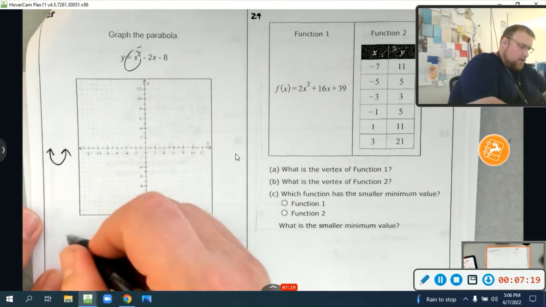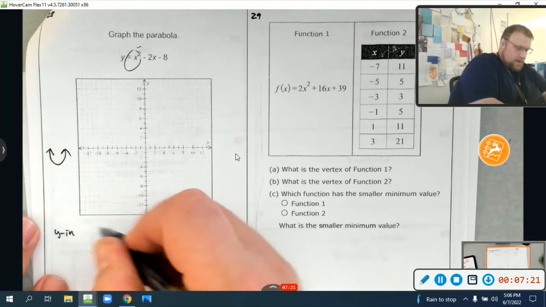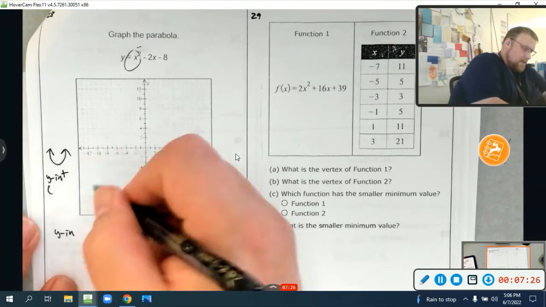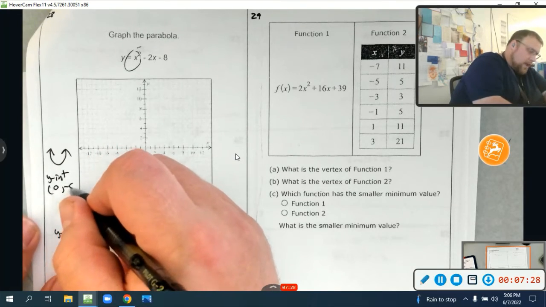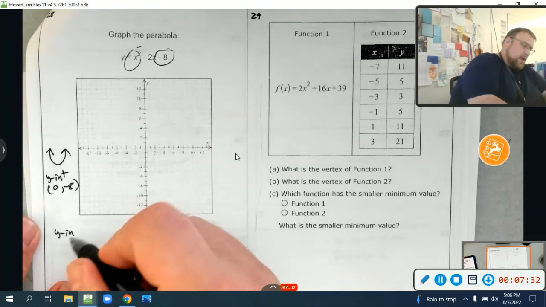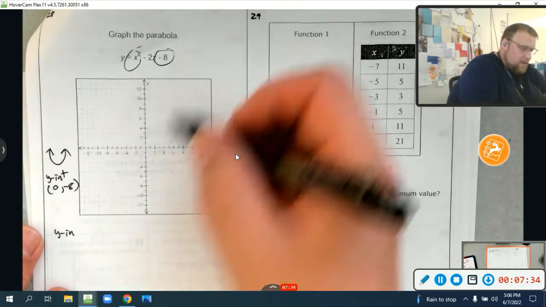Next, I also know that my y-intercept, I'm going to write this up here, my y-intercept is at (0, -8). Why? Because my y-intercept is always that c value. Let's find our x-intercept. We're going to have to factor this.